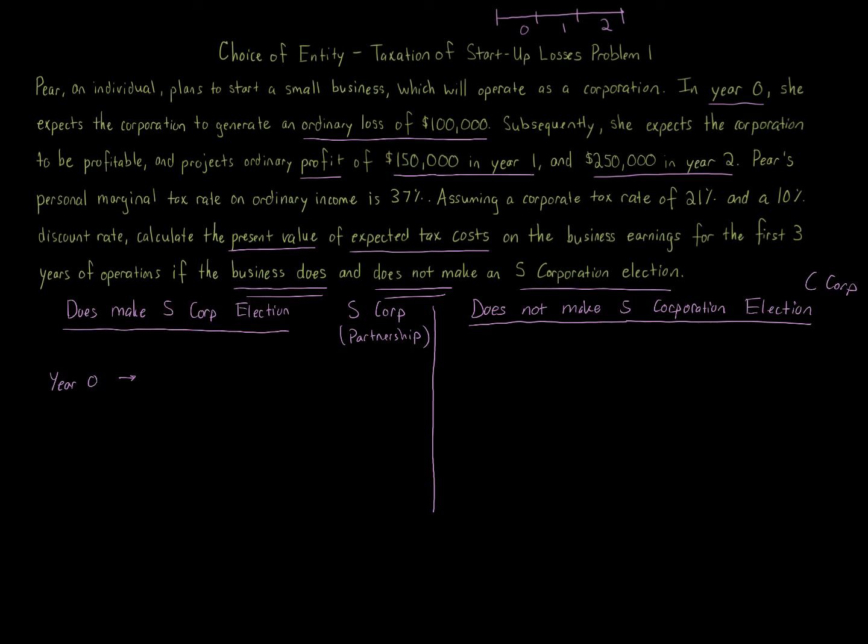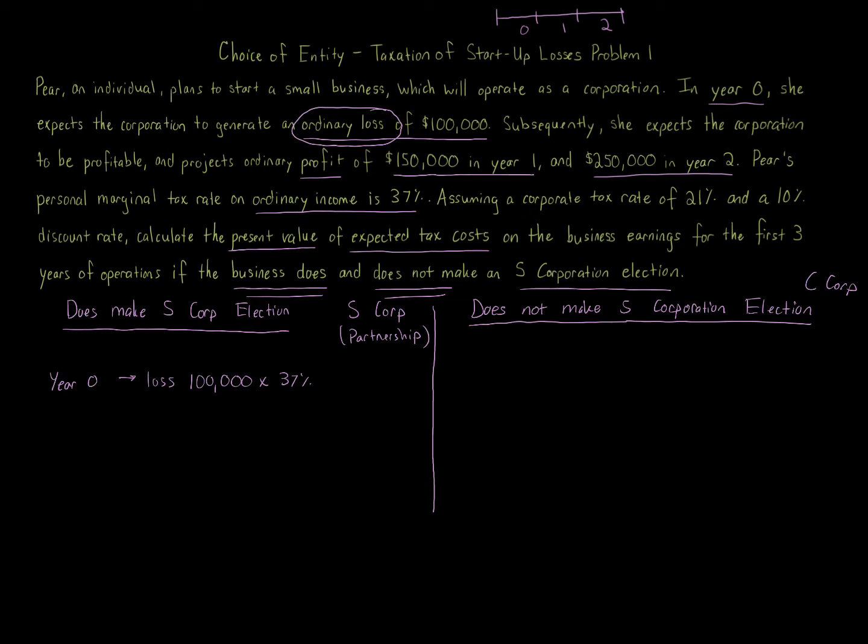And S corporation, everything flows through to the owner. And this is all operating income. It's an ordinary loss, as we're saying. There's no capital gains, capital losses, special characterization gains or losses. So everything is going to be taxed at ordinary income rate of 37%. So year 0, we have a loss of $100,000. And if we multiply that by 37%, which carries over.